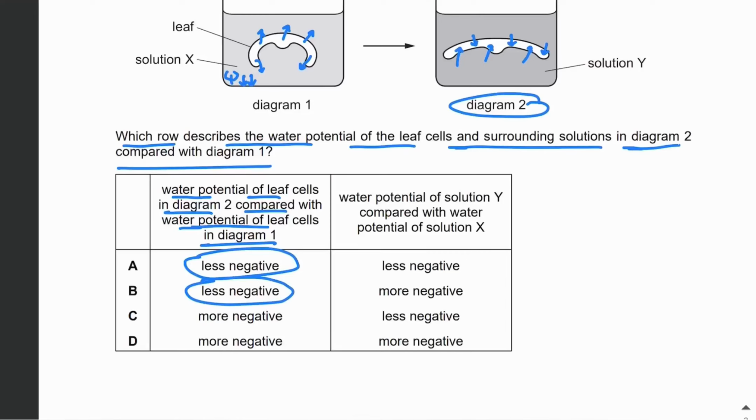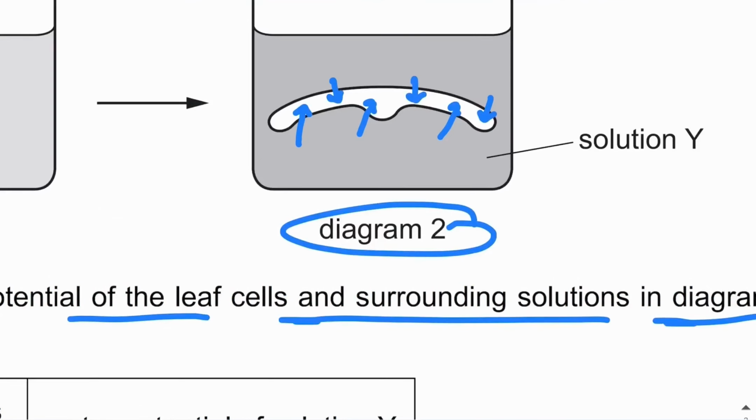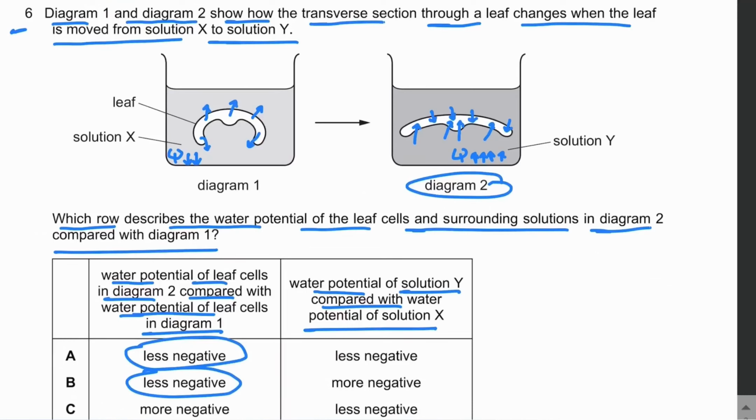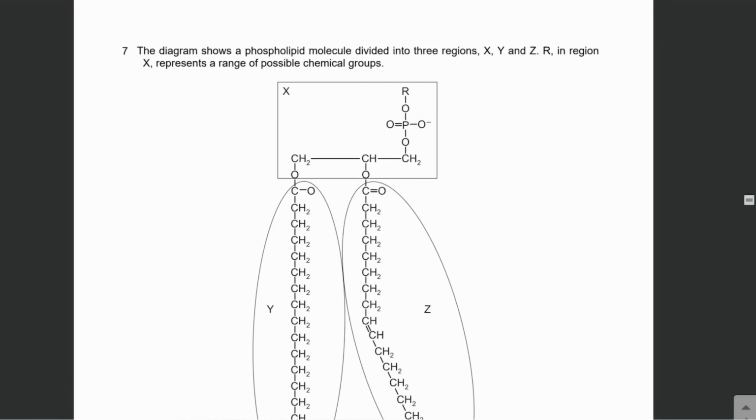If we talk about water potential of solution Y as compared to the water potential of solution X, so guys, we saw that solution Y has a very high water potential, and this is true because the water is entering into the leaf from solution Y, making the leaf turgid. So solution Y has a higher water potential or less negative water potential as compared to solution X. The answer is A. Let's move on to MCQ number 7.